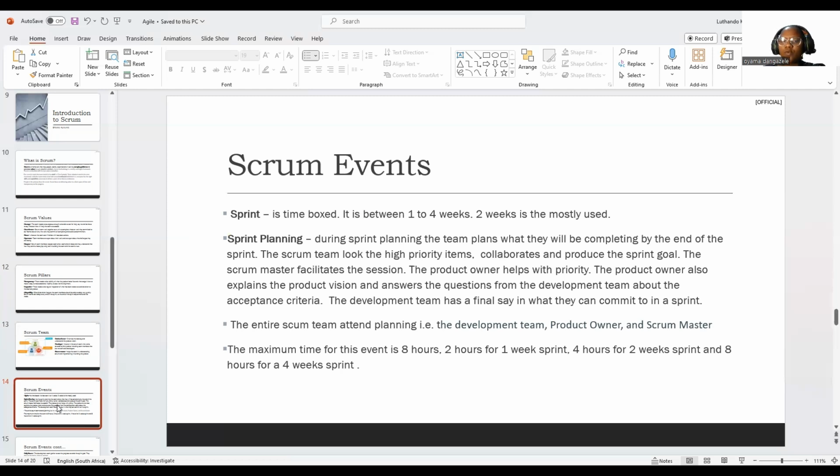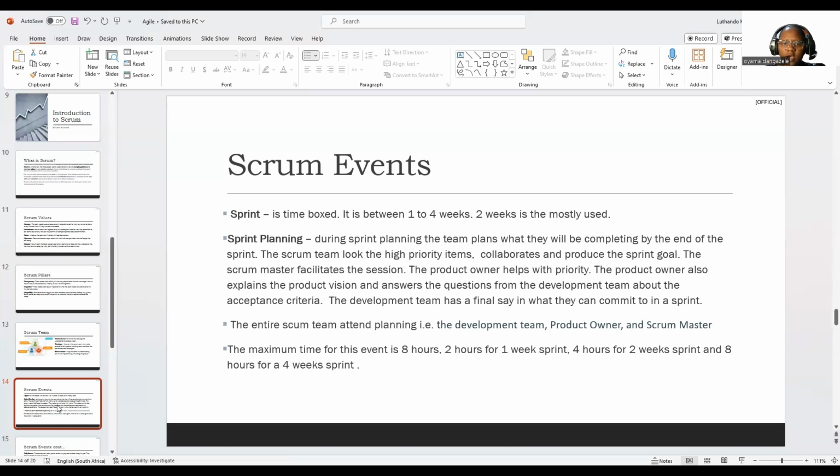Then we've got sprint planning. In sprint planning, that is where we plan what we want to complete at the end of the sprint. We look at the high priority items with the help of the product owner and define our sprint goal. What are we going to be focusing on? And our Scrum Master helps by facilitating that session.